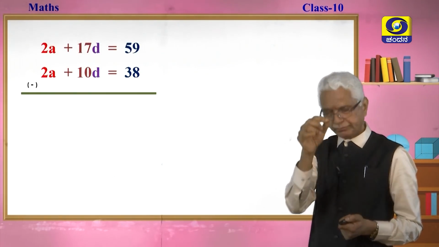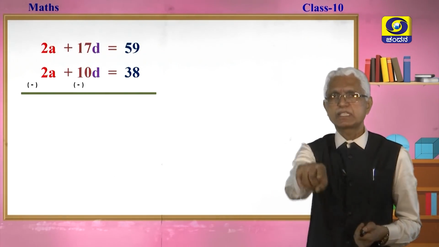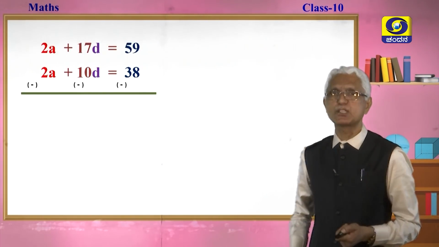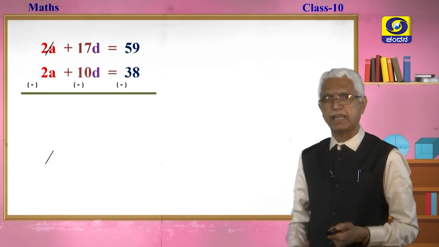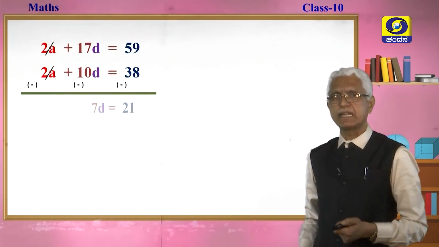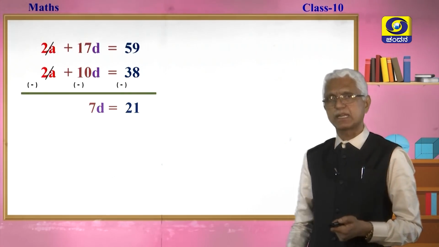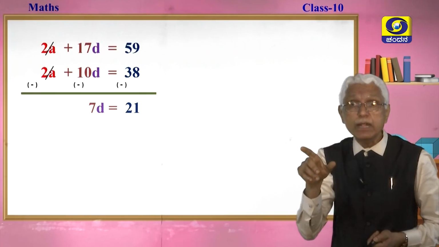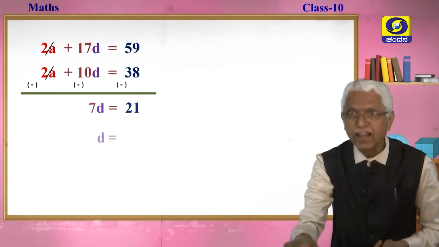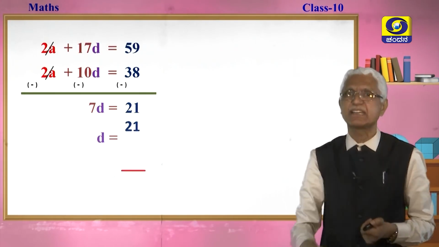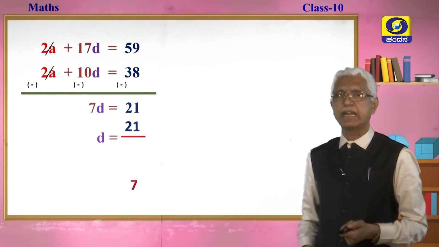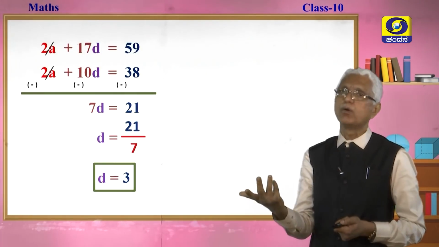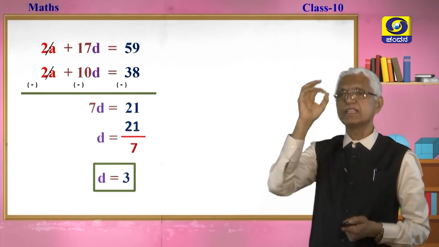Plus 2a becomes minus 2a, plus 10d becomes minus 10d, plus 38 becomes minus 10. Now plus 2a minus 2a gets cancelled. 17d minus 10d is 7d, 59 minus 38 is equal to 21. 7d is equal to 21, d is equal to 21 divided by 7, because it is 7 into d, right. So, 21 by 7 is equal to 3, d is equal to 3, therefore, the common difference is 3.